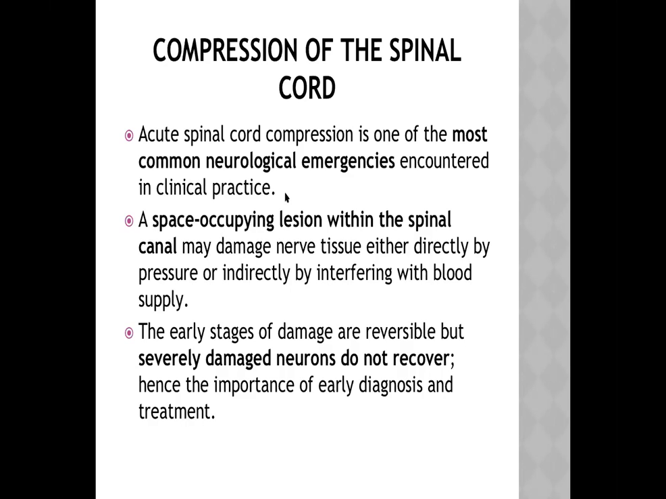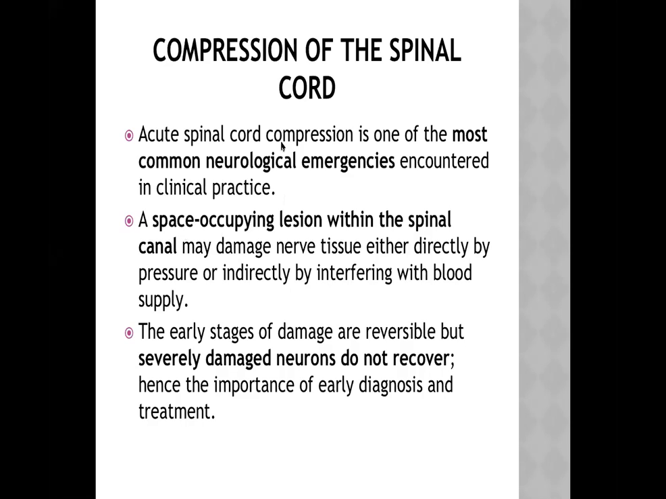If it is damaged in the cervical area, all four limbs will be paralyzed. If it is damaged in the thoracic and lumbar area, then upper limbs are spared because the brachial plexus is already coming out. The upper limbs are already innervated. So only the lower limbs are paralyzed, and that is known as paraplegia. So all these things will be discussed later.